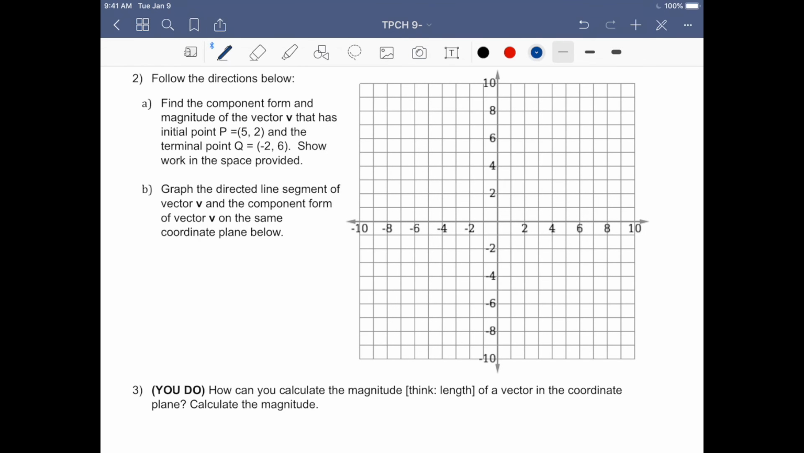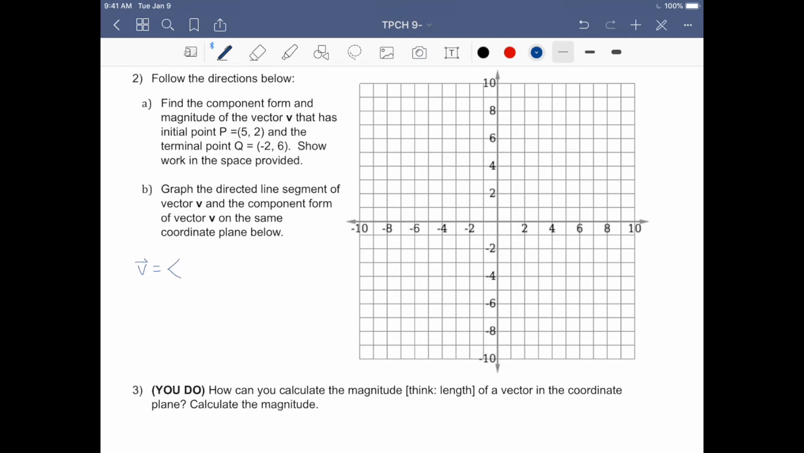Number 2, part A. Find the component form and magnitude of the vector V that has initial point P, 5, 2, and terminal point Q, negative 2, 6. Show work in the space provided. So I'm going to follow the formula that was at the bottom of page 1. It's my little half arrow. Remember a little symbol like that.